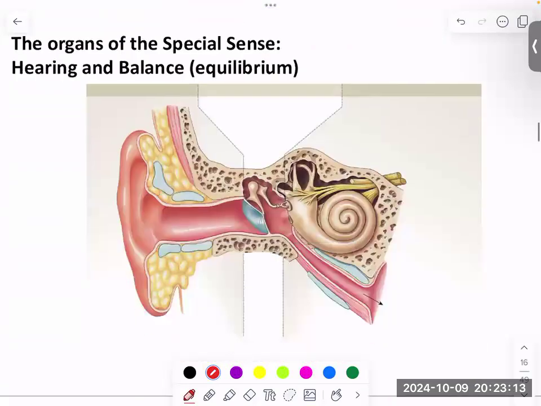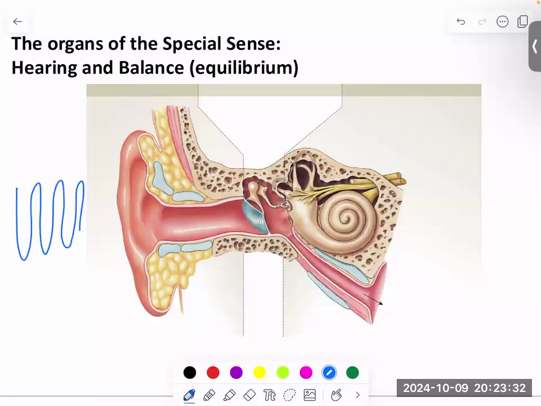This one's the beast. You ask me, this one's the beast. I think the eye is easier than this one. Your ear. Your ears are designed to detect what? Sound. What is sound? It is the waves of the sound in the air. So when I speak, what makes waves? What's making waves in the air?